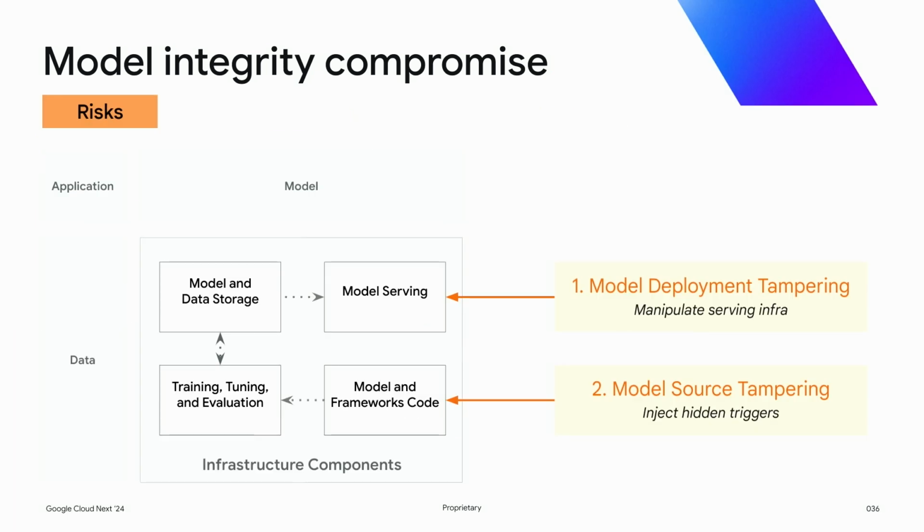Come back to the systems diagrams. Here we focus on the infrastructure components and dive in. Model deployment tampering could happen during the model serving. I haven't called out the data poisoning attack because we talked about it earlier. Or the model source could be tampered in the model and data frameworks code with hidden triggers.